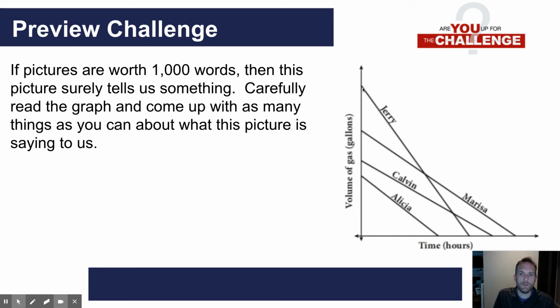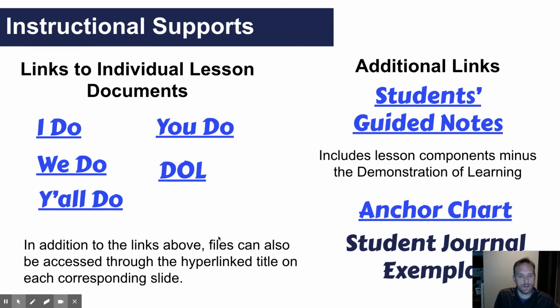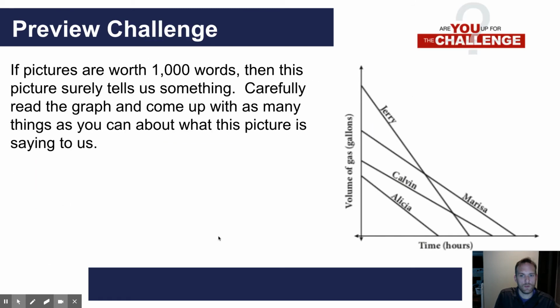Looks like Jerry has the most, well, I'll give you an example. Jerry has the most gas right here, but he runs out of gas in the least amount of time. Marissa starts out with not as much gas as Jerry, but gradually over time, she runs out of gas. Maybe that's telling me Jerry may be driving a big truck that's not fuel efficient, and maybe Marissa drives an SUV that's very fuel efficient, and it doesn't take her as long to go through gas as Jerry. Now you come up with something different, and that's fine.